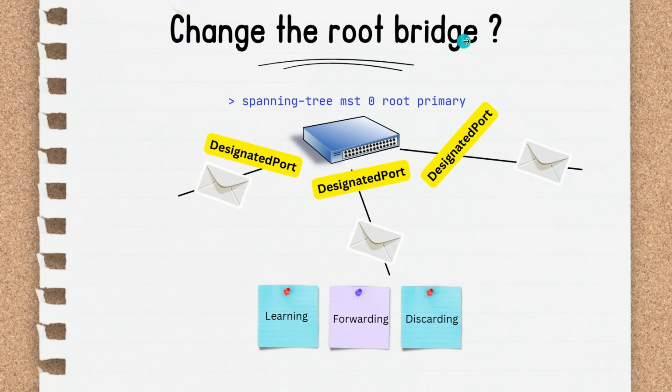Whenever you want to change the root bridge, you can fire this command, and this is for the multiple spanning tree protocol. So we are typing spanning-tree mst, and this is the ID for the MST, this is MST 0, then you want this bridge to be the root primary, so we are typing root primary. This is the command basically, and having fired this command, it will exchange BPDUs from all the ports of this particular switch, and now all the port roles of this switch will be designated ports.